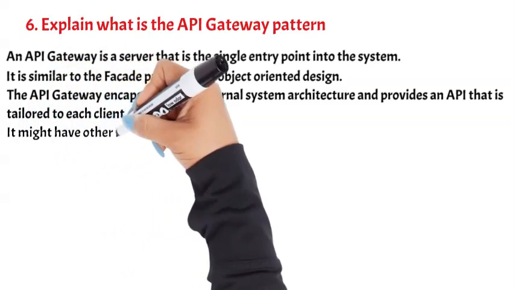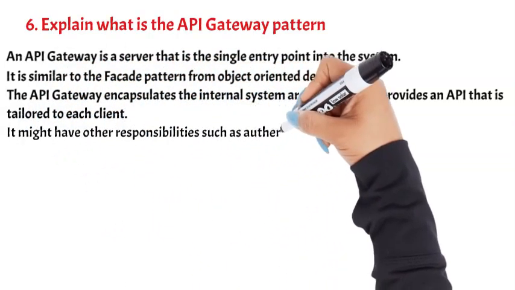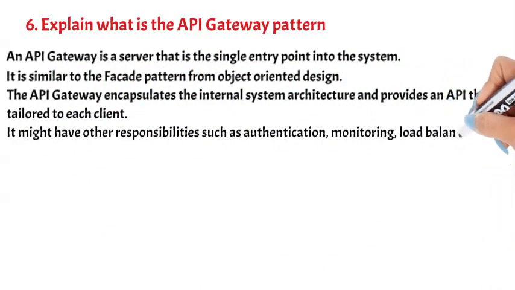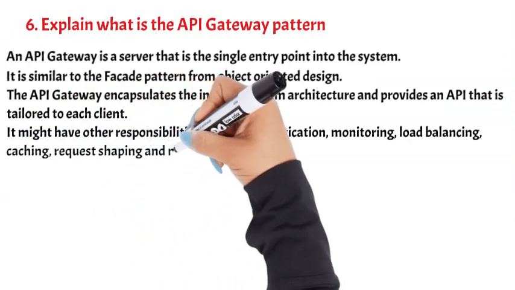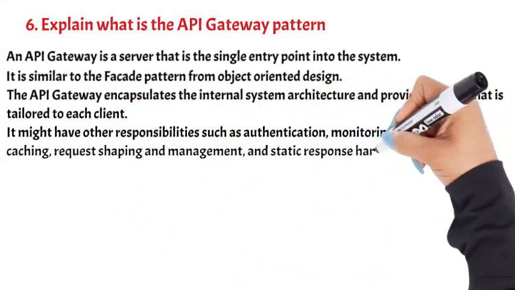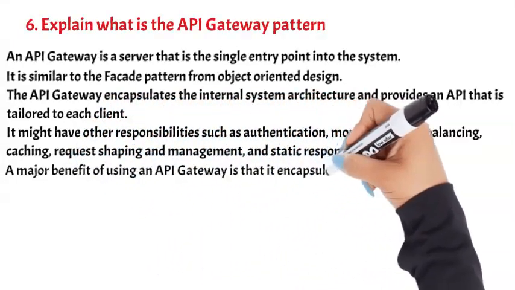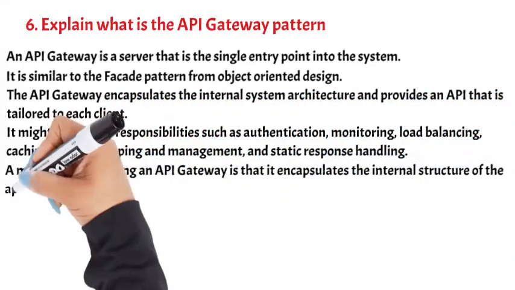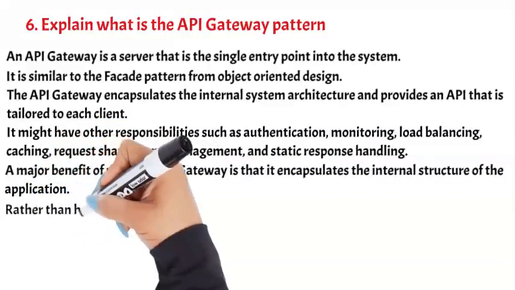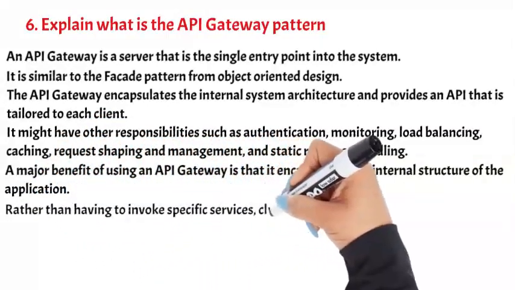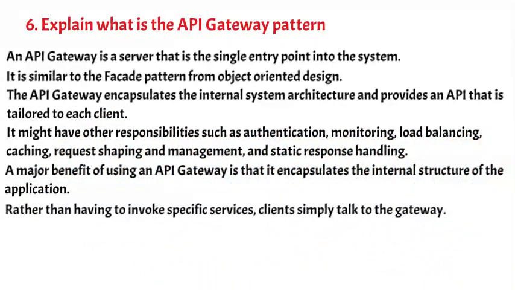It might have other responsibilities such as authentication, monitoring, load balancing, caching, request shaping and management, and static response handling. A major benefit of using an API gateway is that it encapsulates the internal structure of the application. Rather than having to invoke specific services, clients simply talk to the gateway.